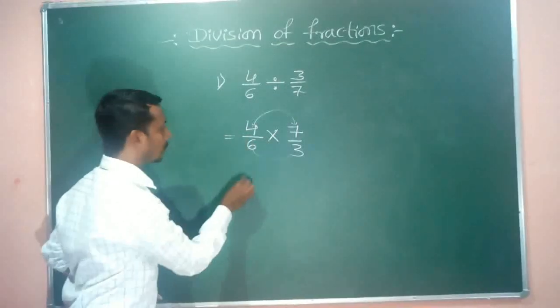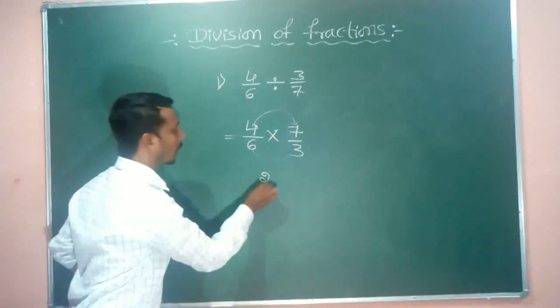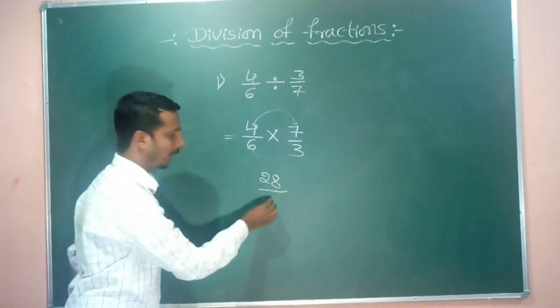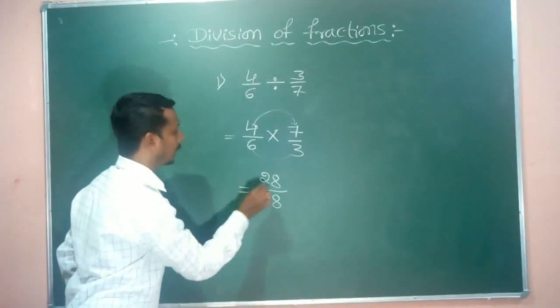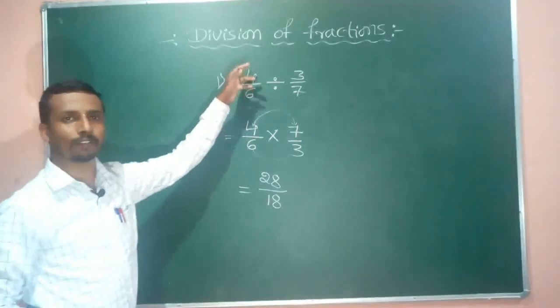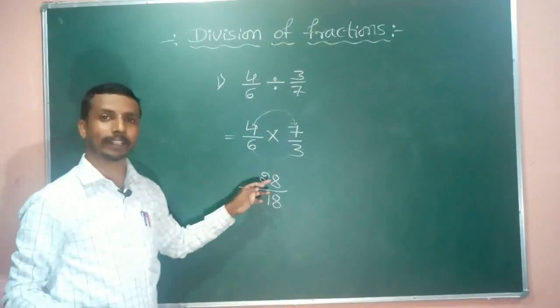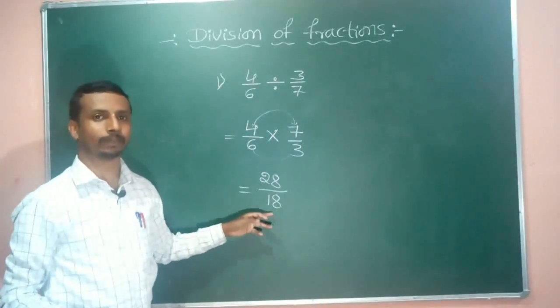Then it becomes 4 sevens are 28 dividing by 6 threes are 18. Then the division of 4 by 6 and 3 by 7 is 28 by 18.